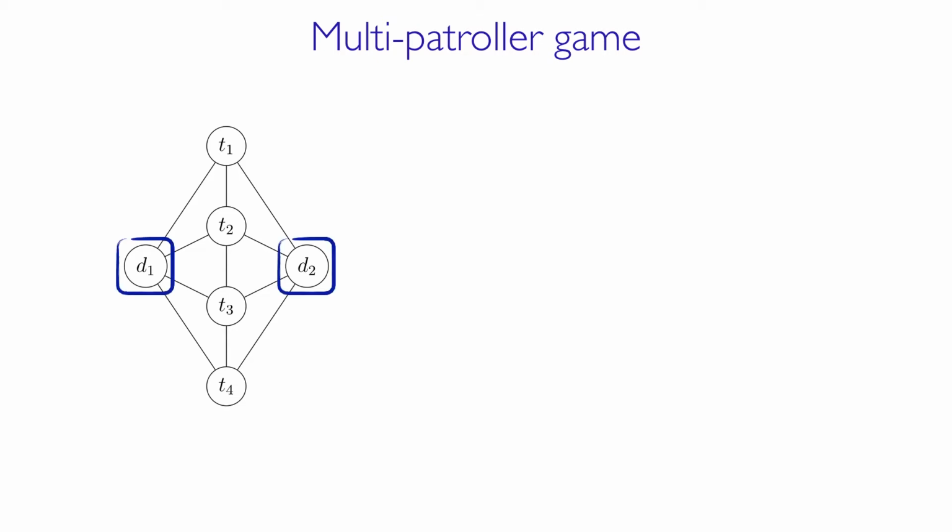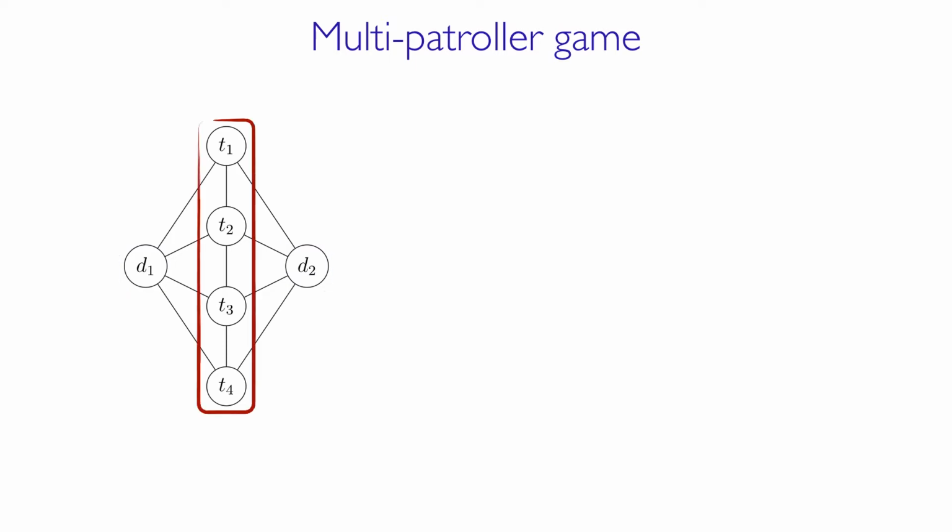The graph in the picture represents a schematic map of the environment. The two patrollers are initially in position D1 and D2, respectively. The targets are in position T1, T2, T3, and T4. The game goes on as follows.